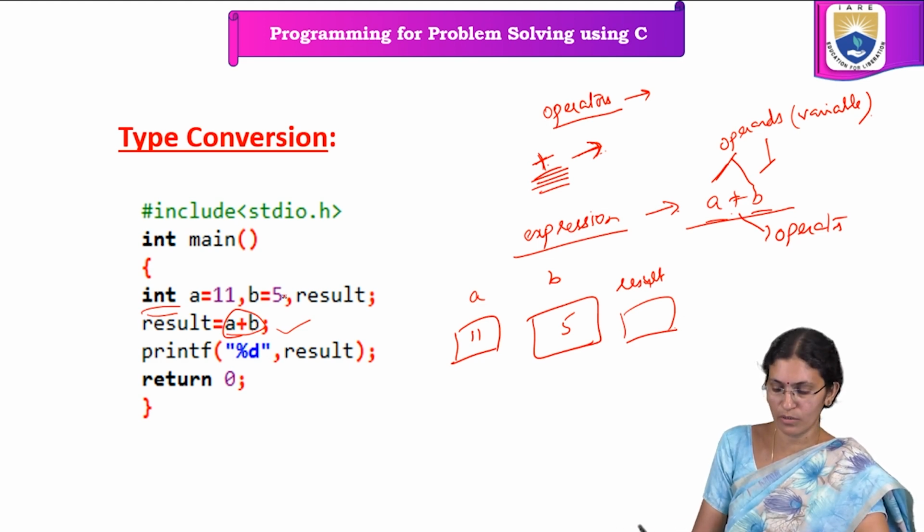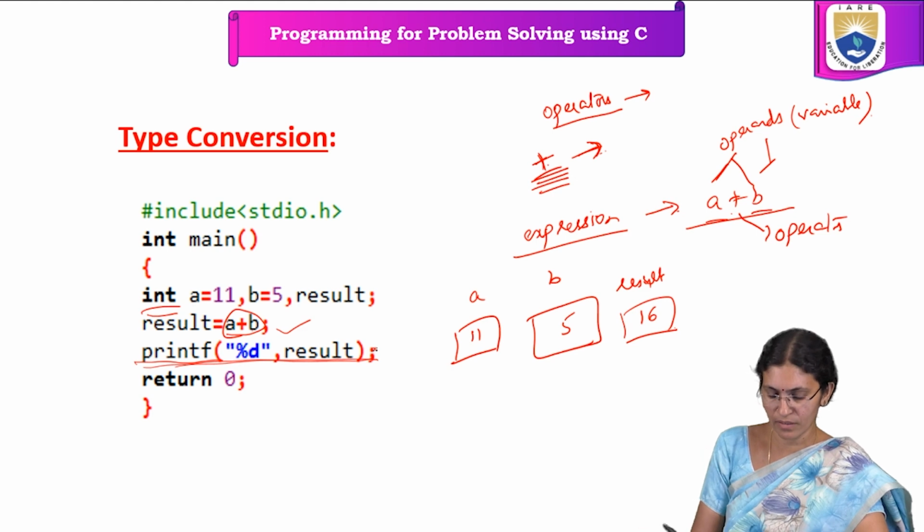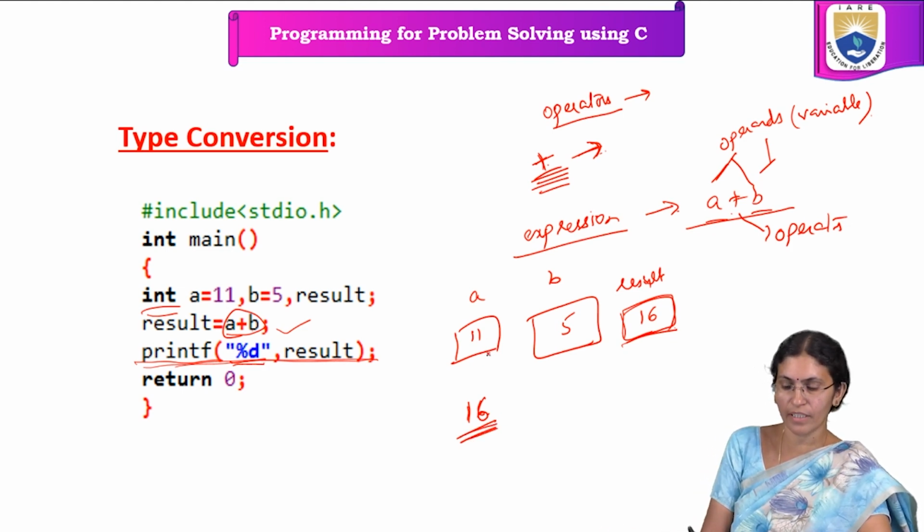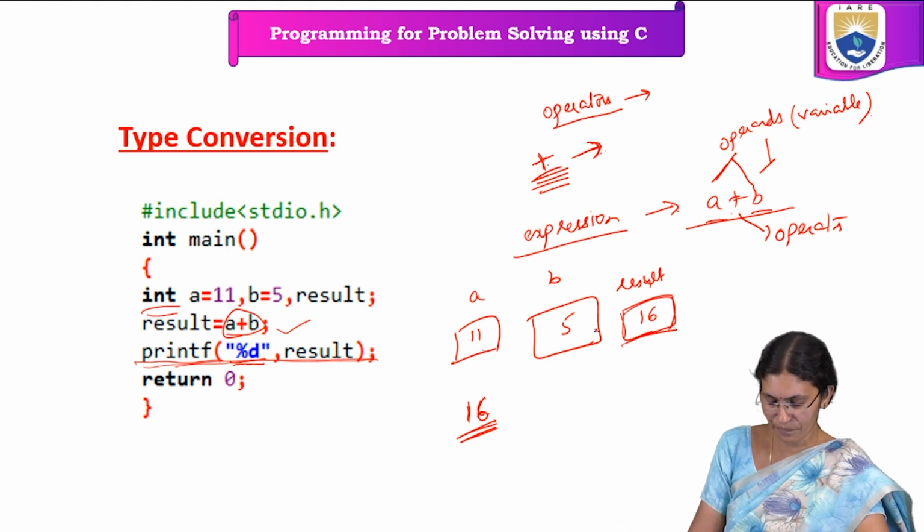So 11 plus 5 is equal to 16. So this is the value we'll get. When we write the printf statement, the main aim of printf is to display the result. Here the result is stored in the variable result, so that will be displayed on the screen. Since it is an integer type, with this format specifier, the value of 16 will be displayed, since the addition of 11 and 5 is 16.